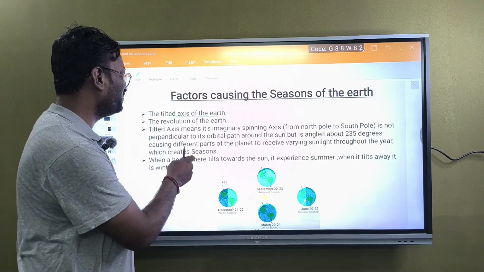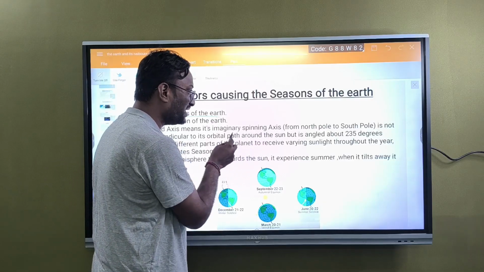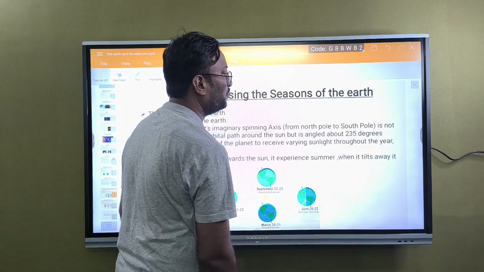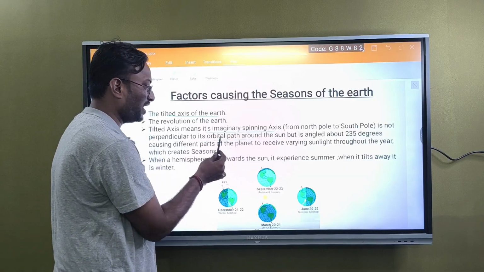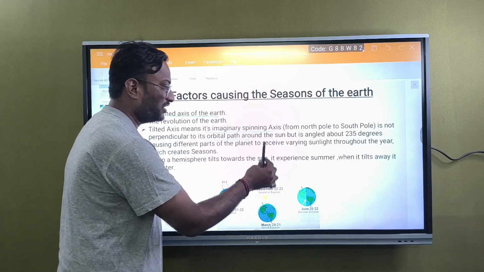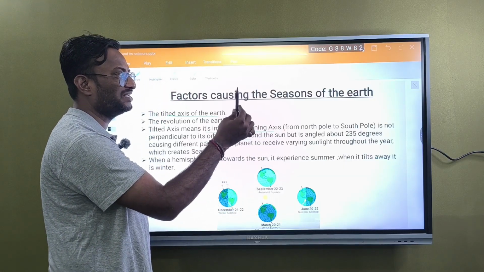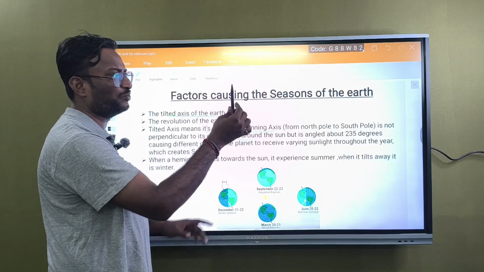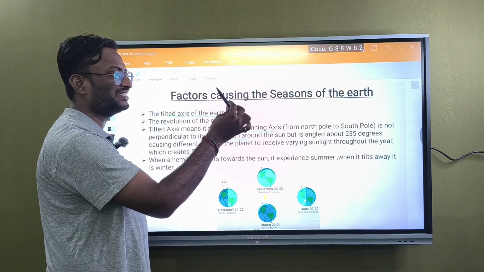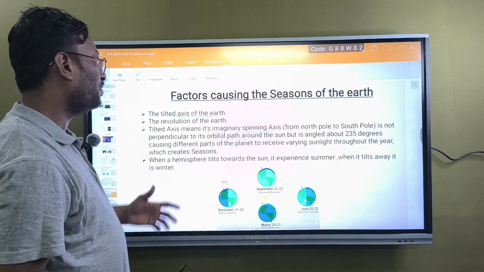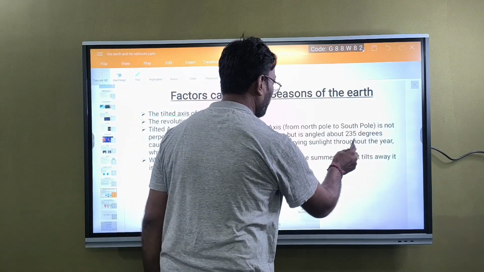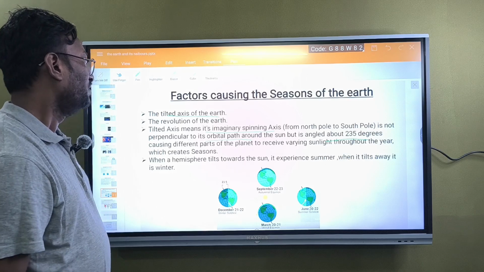The tilted axis means the imaginary spinning axis from north pole to south pole is not perpendicular to its orbital path. This is the orbital path. It will not be perpendicular like this. This is north pole and south pole. This is the actual position. Tilted means it is just a turn like this, a little bit, at an angle of about 23.5 degrees.